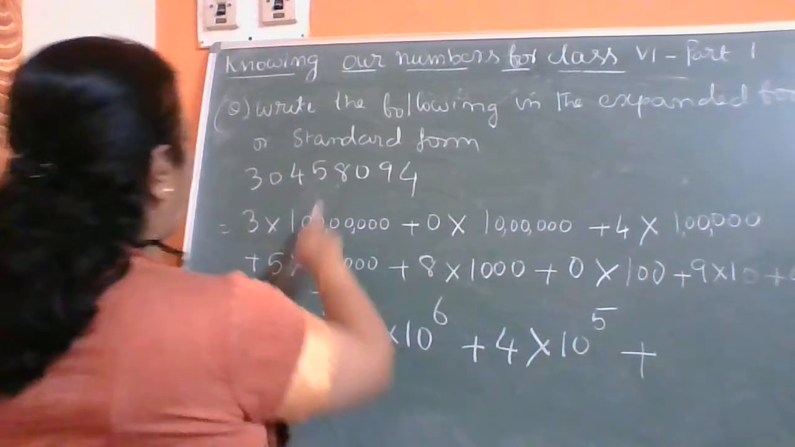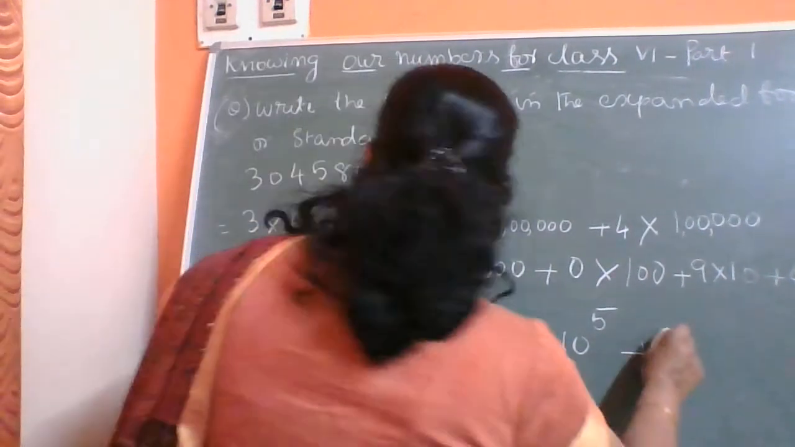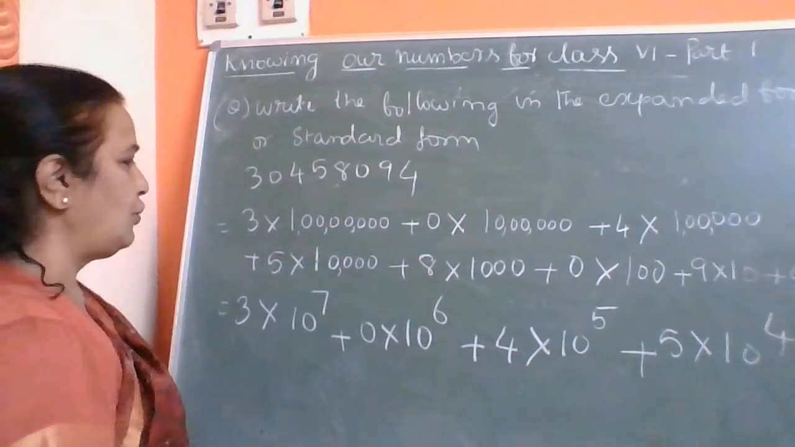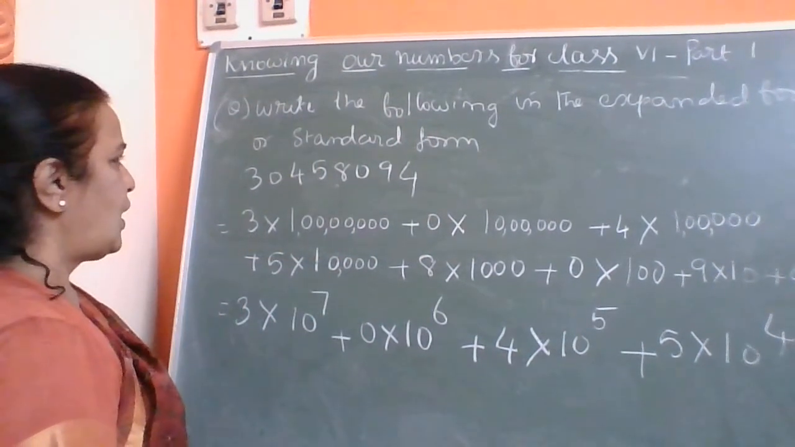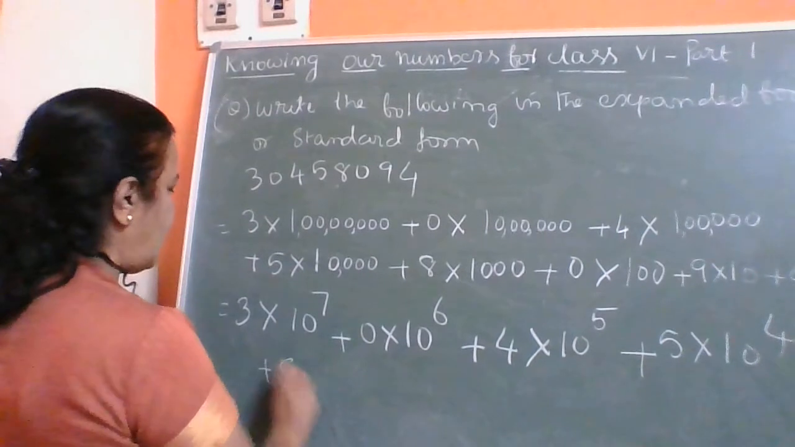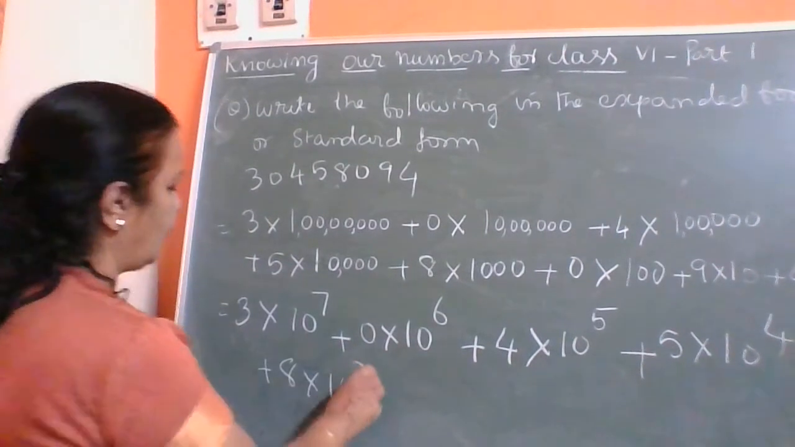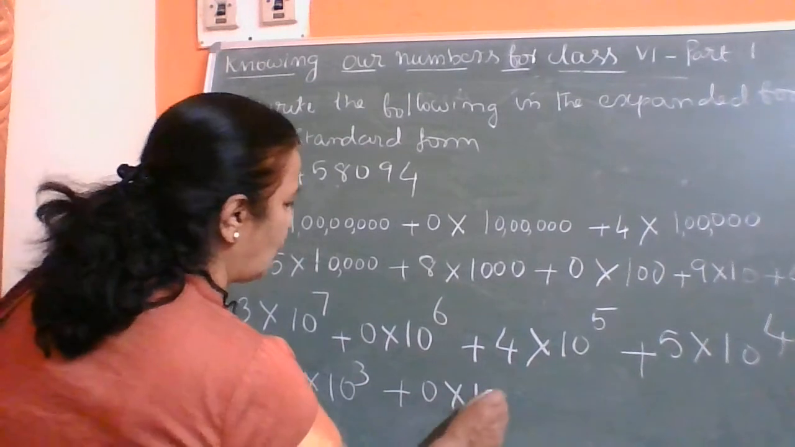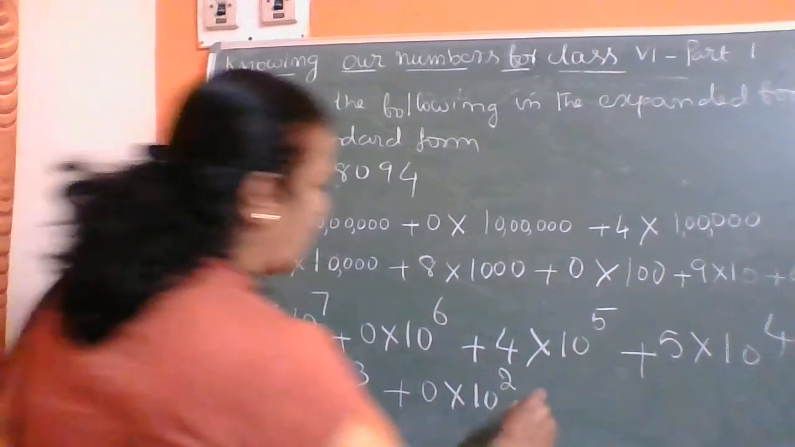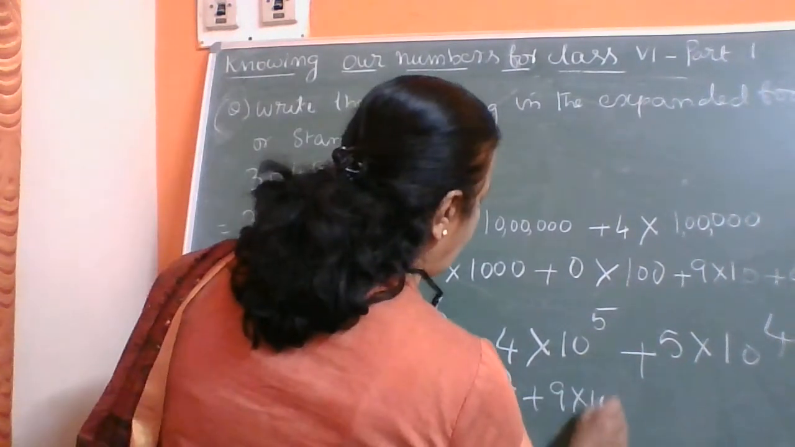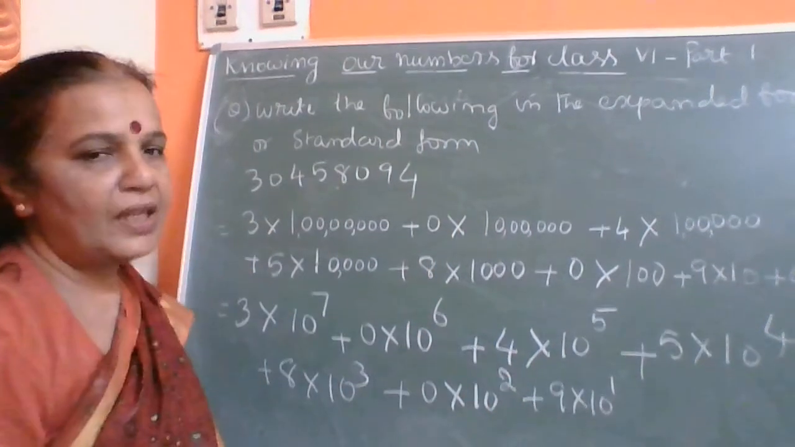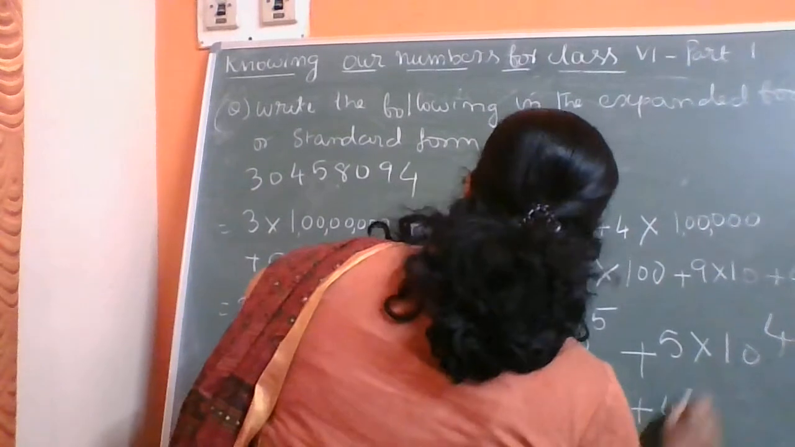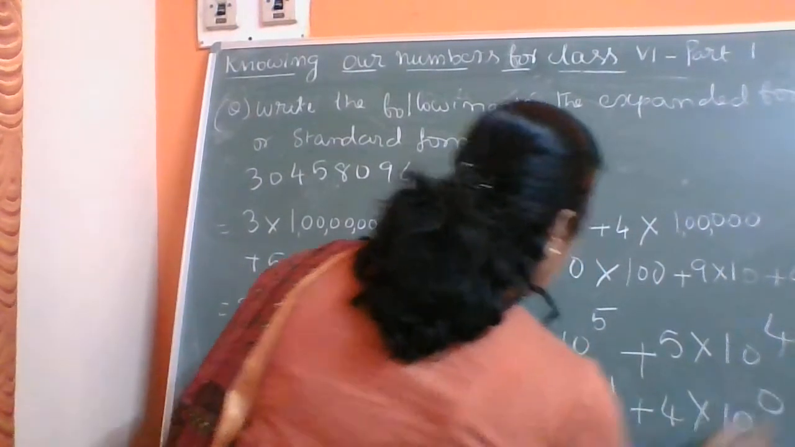And then plus 5 into 10 to the power of 4, and then 8 into 10 to the power of 3, and 0 into 10 to the power of 2, and then 9 into 10 to the power of 1 plus 4 into 10 to the power of 0.